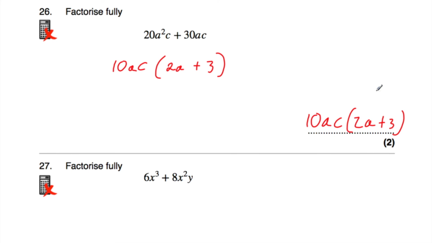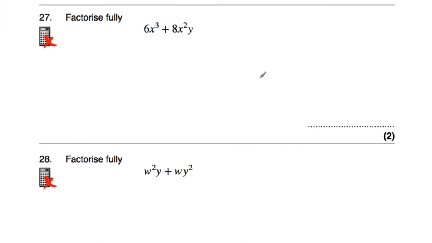And let's just check our answer. If we were to expand this, let's just check we would get what we started with. 10ac times 2a would be 20a squared c, and that's what we've got. And then 10ac times 3 would be 30ac. Okay, let's have a look at our next question, question number 27.